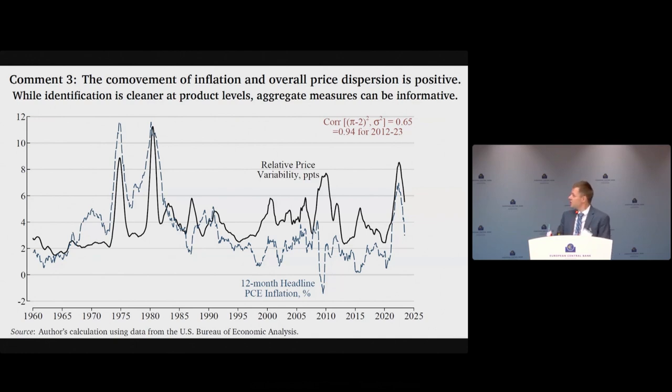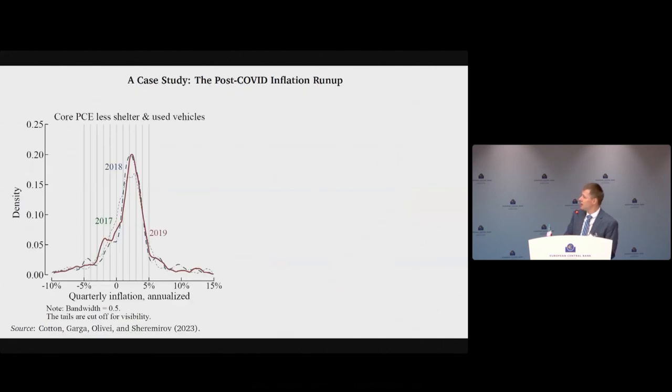So even though we all appreciate very much the granular level evidence, this movement is actually strong at the aggregate level in the US price data. And let me briefly show you a recent result obtained from recent work with my colleagues at the Boston Fed. We tried to analyze the recent post-COVID inflation run-up and see whether price dispersion increased when inflation went up.